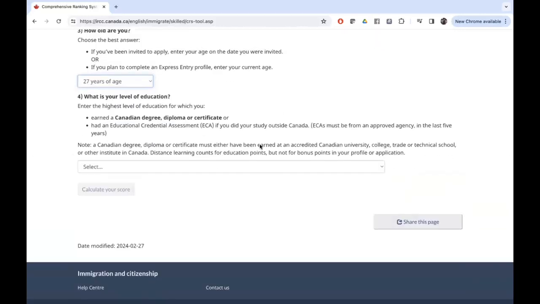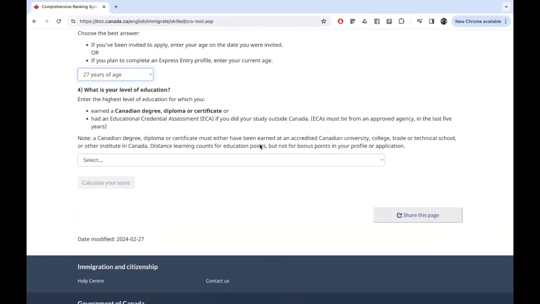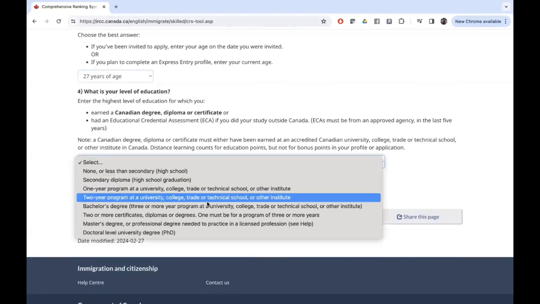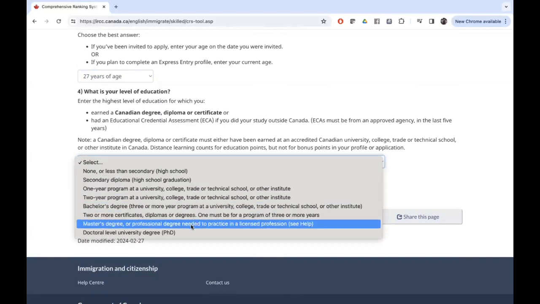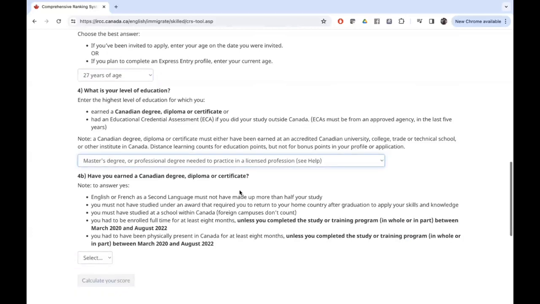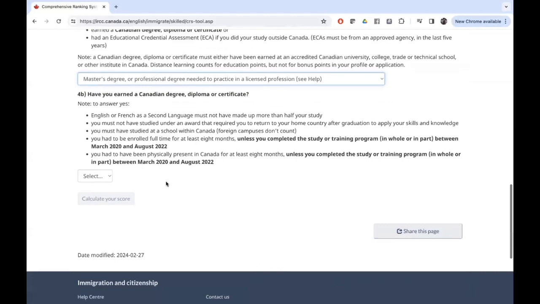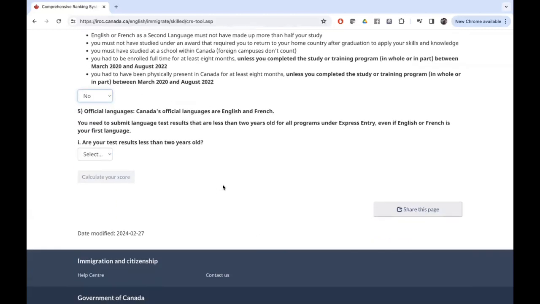What is your level of education? So the level of education, let's say I have a master's degree. Okay. So have you earned a Canadian degree or diploma? Okay, for now we say no. And you see how this changes the marks.